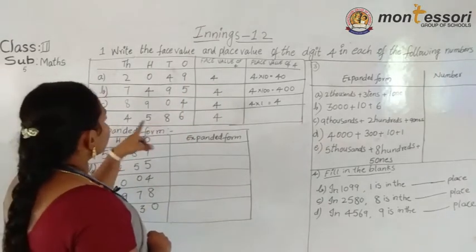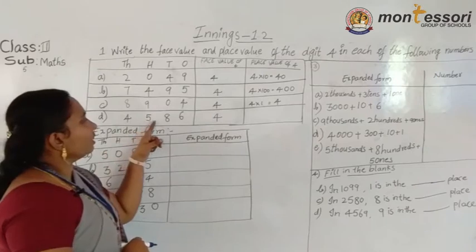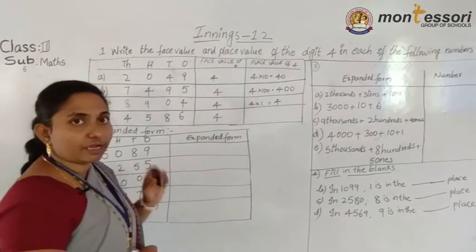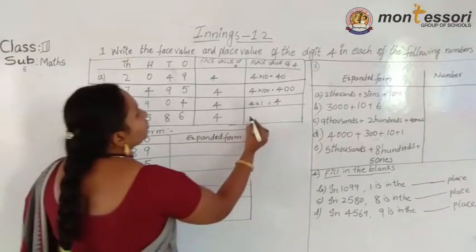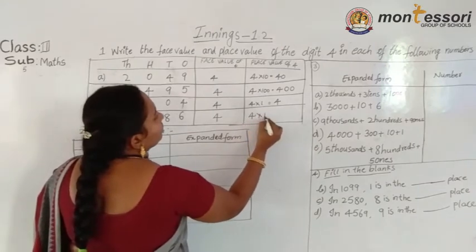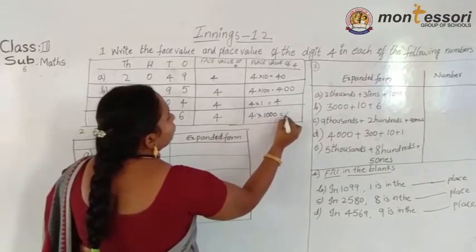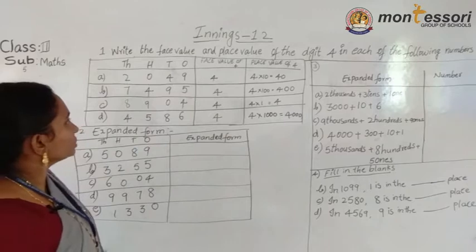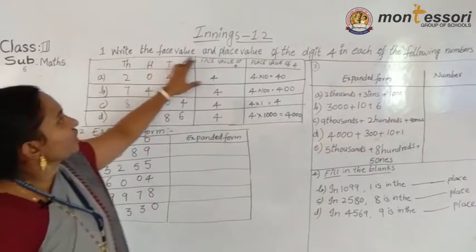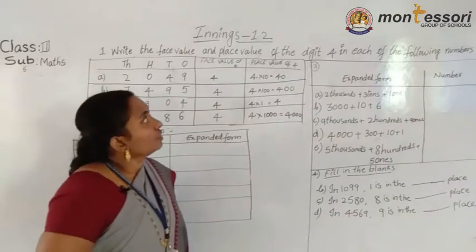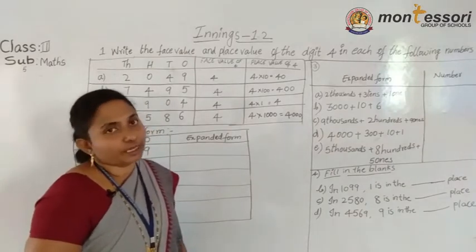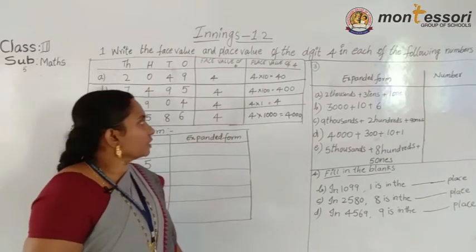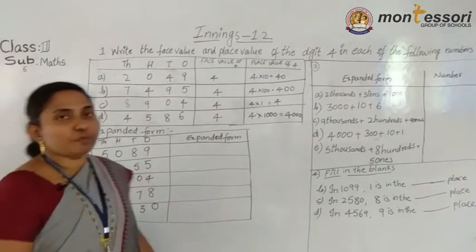Next, the place value in 4586. In which place is the 4? Thousands place. So 4 into 1000 is equal to 4000. Understood? 4000. So this is how we write the face value and place value of 4 in the following numbers. Did all of you understand the difference between face value and place value? Now the next one, expanded form.